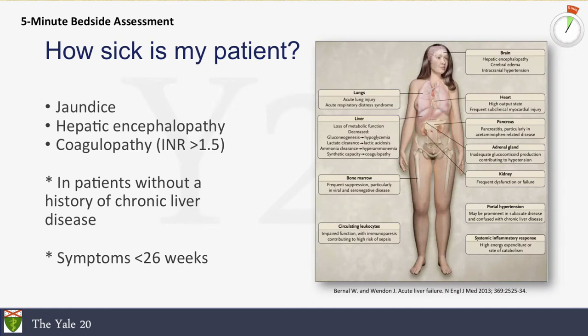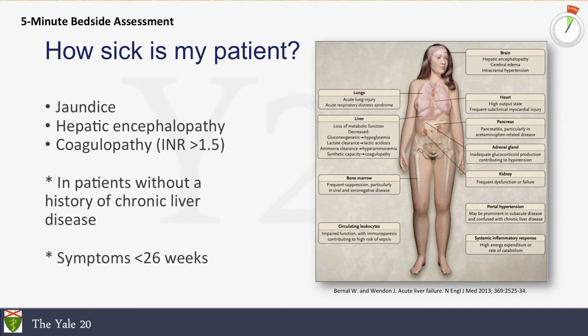Before we start the bedside assessment, we will review the criteria for ALF. It is defined by the onset of jaundice, encephalopathy, and coagulopathy, with INR greater than or equal to 1.5 in adults without a history of chronic liver disease. To be considered acute liver failure, the duration of presenting symptoms must not be greater than 26 weeks.